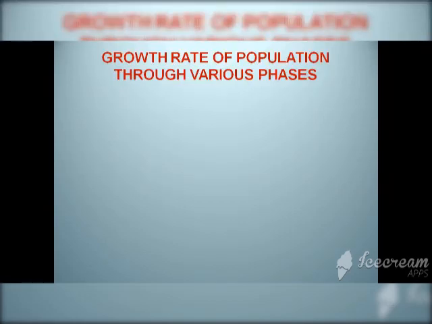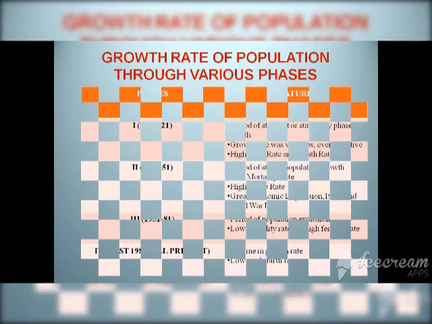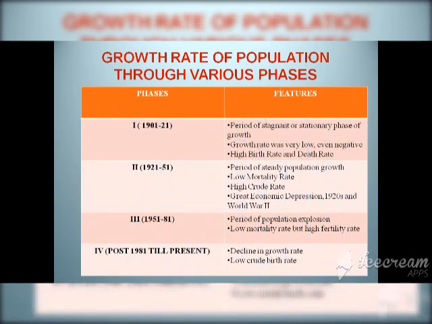So here I would like to continue with my lecture. As I was discussing the different phases and their features, here is the table which shows the different phases and what their features were in different categories. First of all, in phase 1, that is from 1901 to 21, there were high birth rate and high death rate, and ultimately the growth rate was very, very low, and even sometimes it went negative. This period is referred to as the stagnant period or the stationary period.